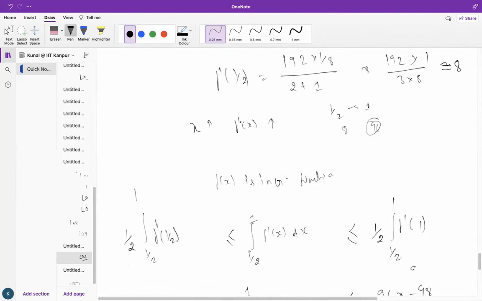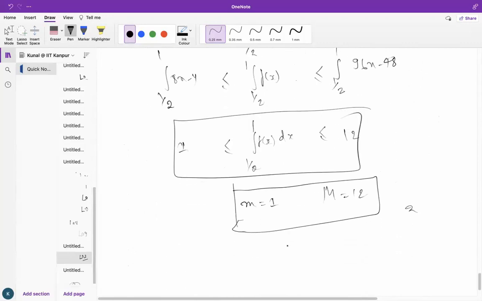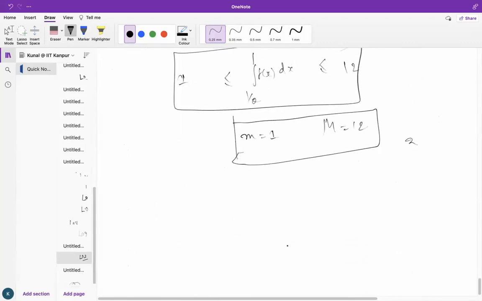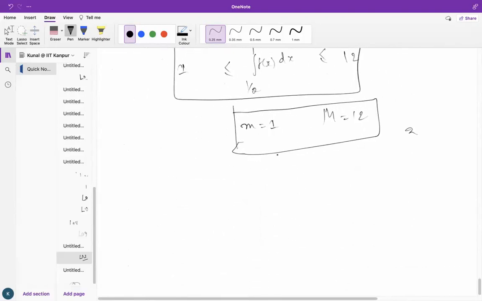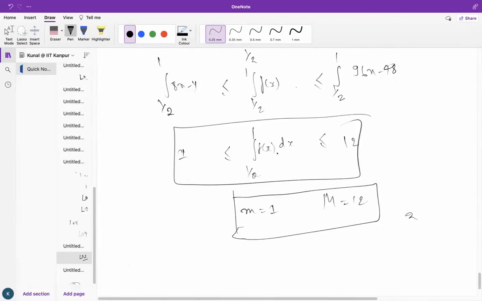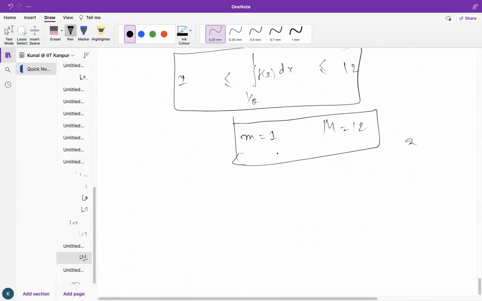So what I am actually doing is first applying it for f dash x, followed by applying it on f of x. These are the concepts that you use here. I hope you'll all understand this.